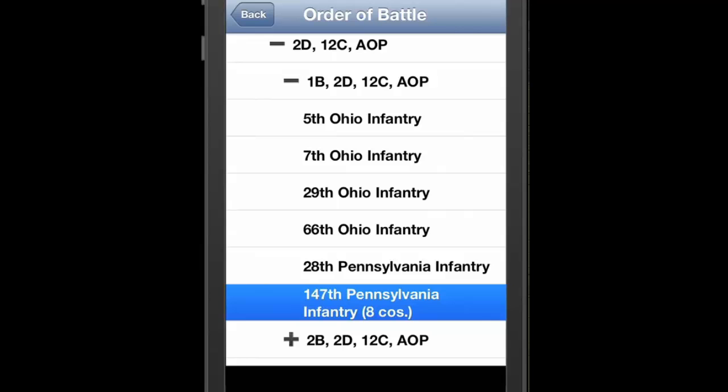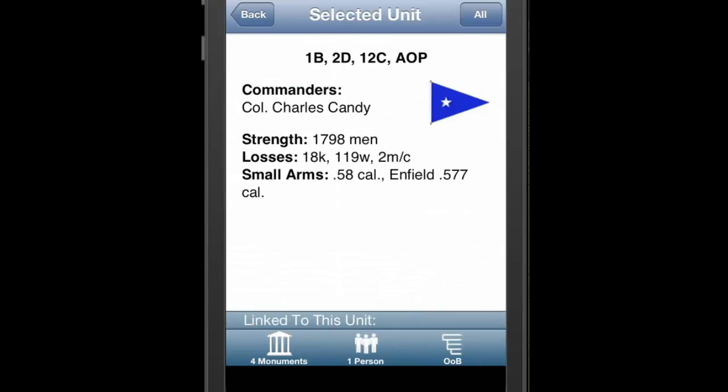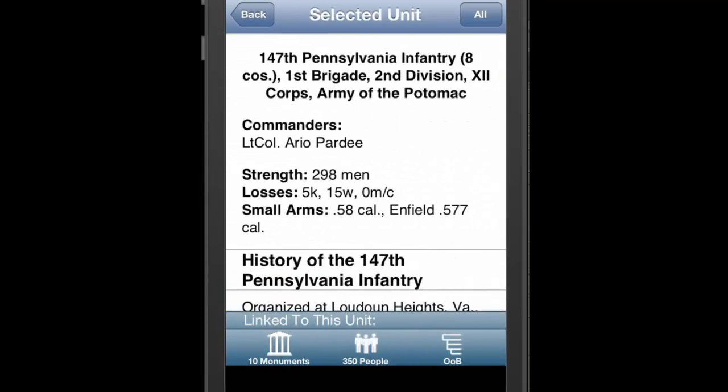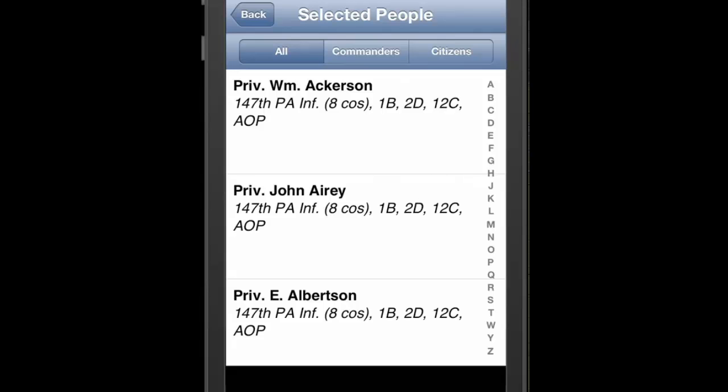And who commanded that brigade? Well, let's tap on the brigade, and we see that it was commanded by Colonel Charles Candy. And we also have the total strengths and losses of the brigade. And we can see what the brigade's battle flag looked like. Okay, let's go back to the order of battle, and back to the 147th Pennsylvania. As we said, there are 350 people in Pocket Gettysburg that are linked to this unit. And there they are.